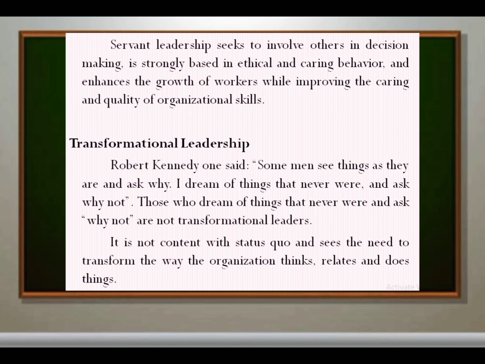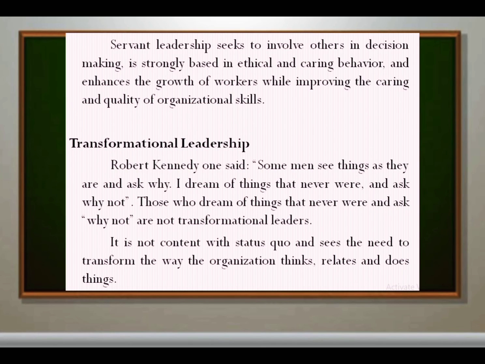Servant leadership seeks to involve others in decision making, is strongly based in ethical and caring behavior, and enhances the growth of workers while improving the caring and quality of organizational life. The school head who acts as a servant leader forever remembers that he or she is there to serve his or her teachers, the students, the parents, and not the teachers, learners, parents to serve him or her.